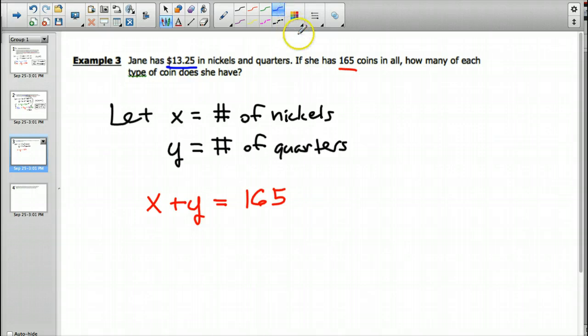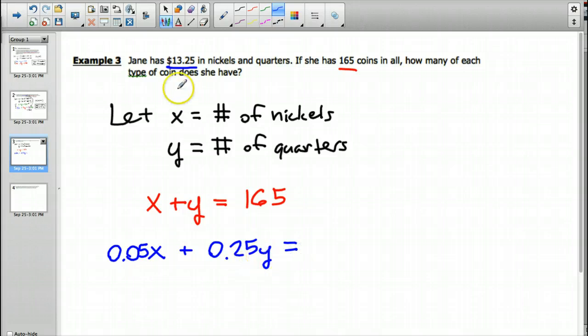My next equation, the total, involves dollar amount. Well, you have to think, if she has 1 nickel, then how many dollars does she have? Well, a nickel is 5 cents, so if she has 1 nickel, then she has $0.05. So I'm going to take my X times the value of a nickel, in terms of dollars, 0.05, plus the value of a quarter, in terms of dollars, 0.25, so 0.25Y. And her total amount in dollars is $13.25, so 13.25.